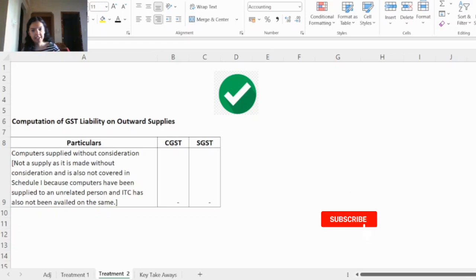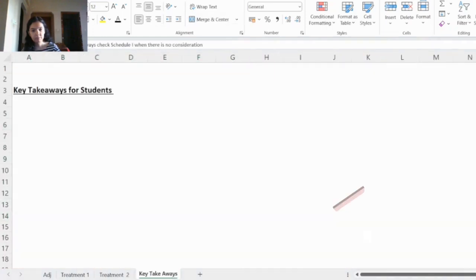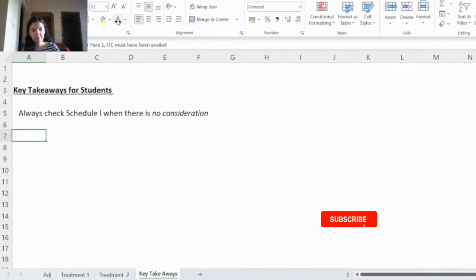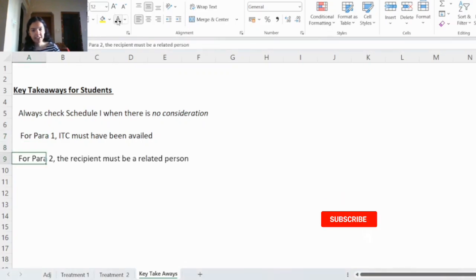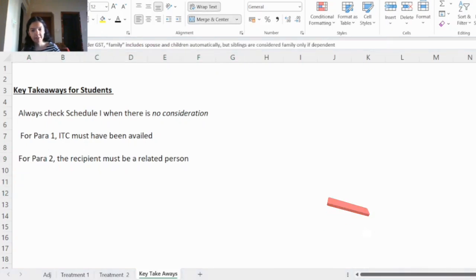So now let's see some key takeaways. Always check Schedule 1 when there is no consideration. For Para 1, ITC must have been availed. In this case, since Mr. Rishi had purchased the computers from an unregistered supplier, he could not avail the ITC. And for Para 2, the recipient must be a related person. In this case, Mr. Rishi's brother is independent. He has his own business and is not dependent on Mr. Rishi. Hence, he is not a related person.